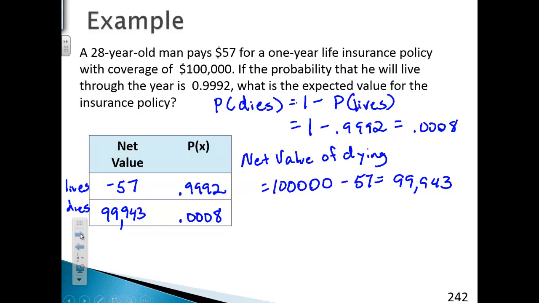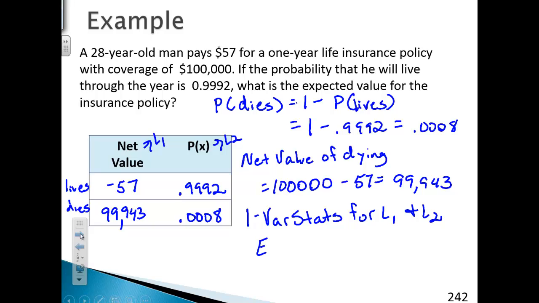We know our net values. We know our probabilities. Let's store our net values in L1, our probabilities in L2. Run the one variable stats for L1 and L2. Find your value for X bar. That's your E. $23. That is your, or his, expected value for each income over many trials. So over many years if we extended this to more than 1 year.